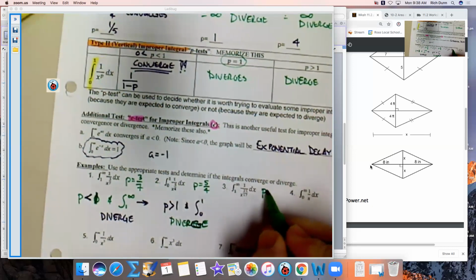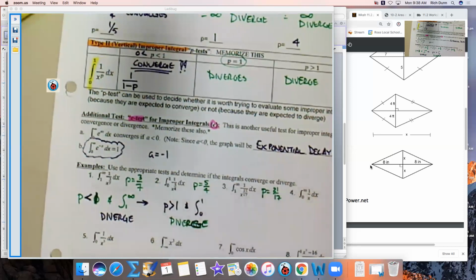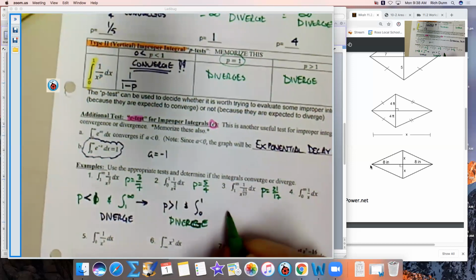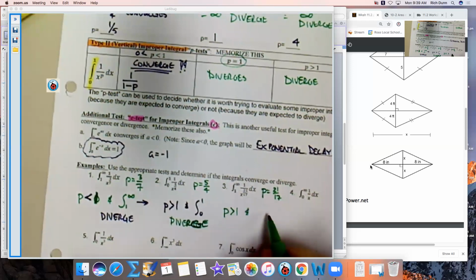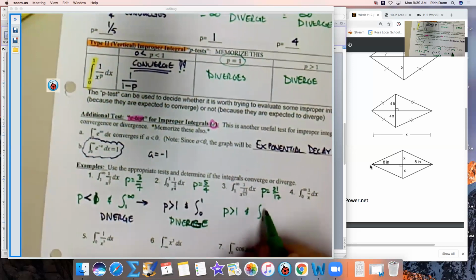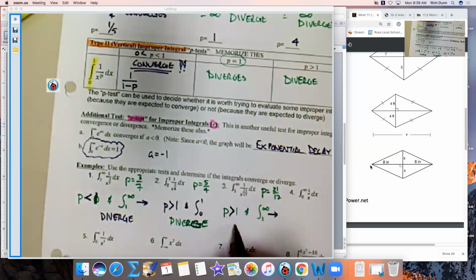Let's take a look at our next one. In this one, our p-value is equal to 21/17. 21/17 is, of course, greater than 1, and we're integrating this from 1 to infinity. Since we're greater than 1 and going from 1 to infinity, this one will converge.